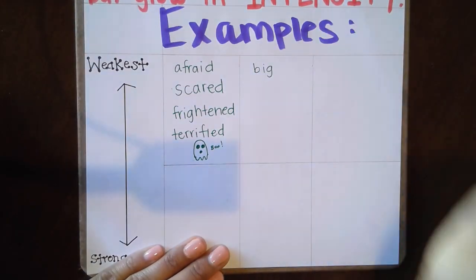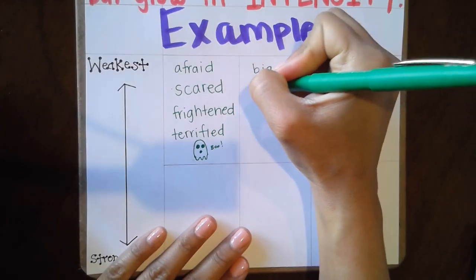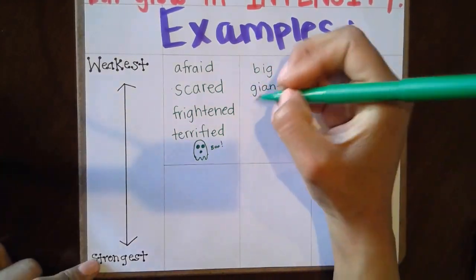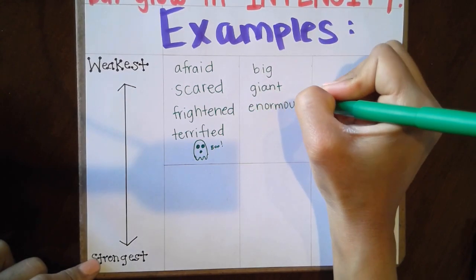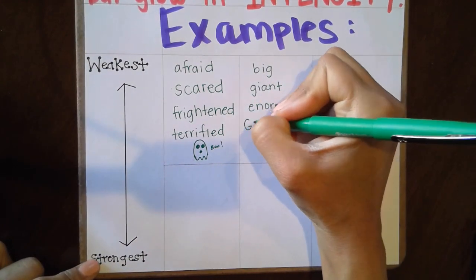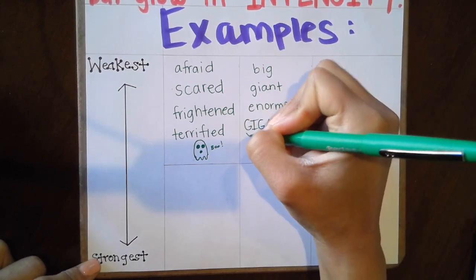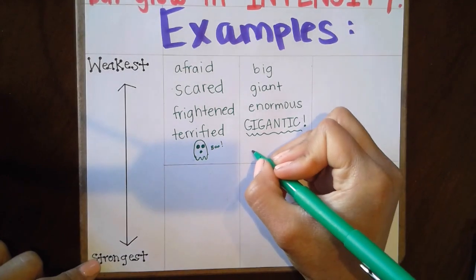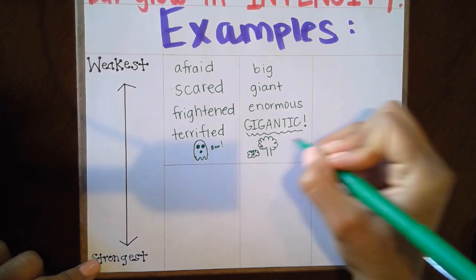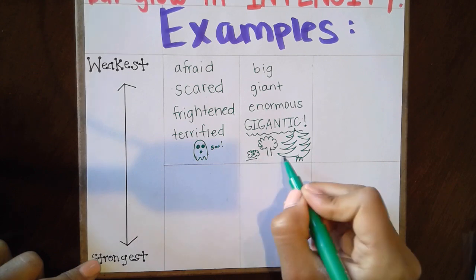Okay, our next one, let's start with big. Now, take a minute and think about it. What could be more intense than big? Oh, I know. Giant. More intense, so from weakest to strongest, big, giant, enormous would be more intense than big and giant. And something more intense than enormous, gigantic. Let's think of like a little bush, and then maybe a little tree. And then think of a ginormous tree, like a big old Christmas tree. It gets bigger as you go.